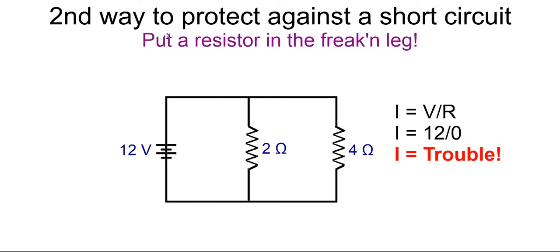And there's another way. How about this? Put a resistor in the leg. I put one here, haven't I? So now this will get more current because it has less resistance, but it's not going to be some gigantic number. In fact, I think it would be 12 over 2. It would be 6 amps, which is a lot, but probably won't destroy the thing. So put a resistor in here. That's the best way, probably.